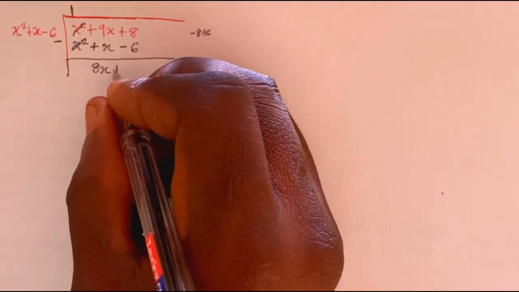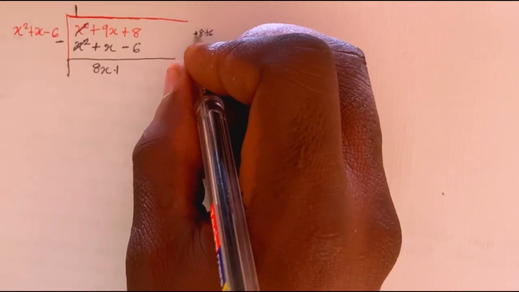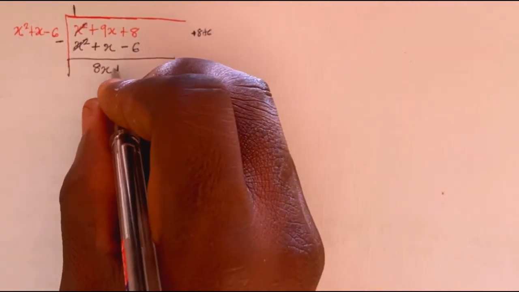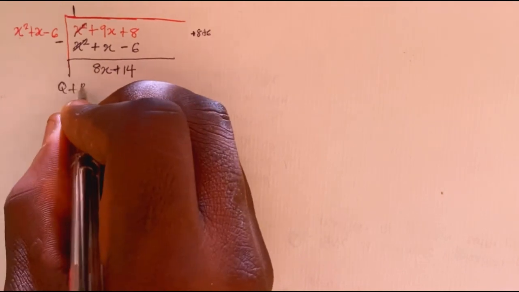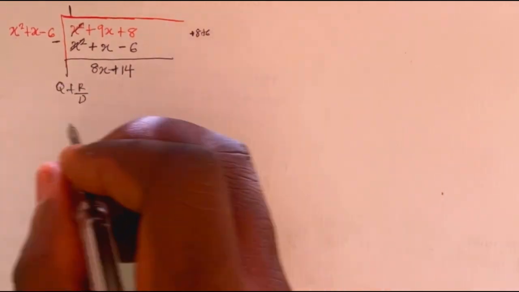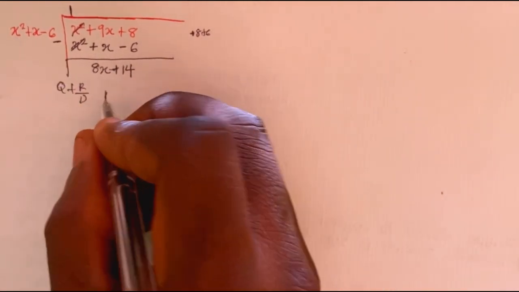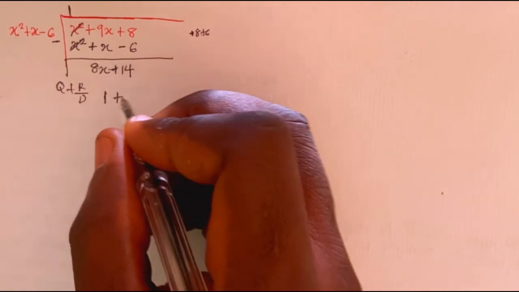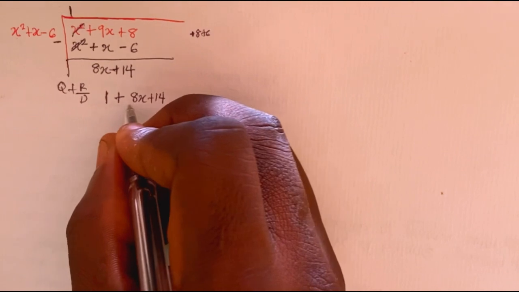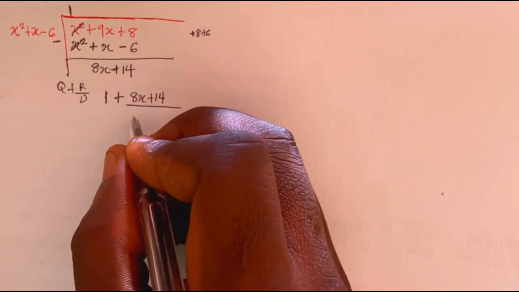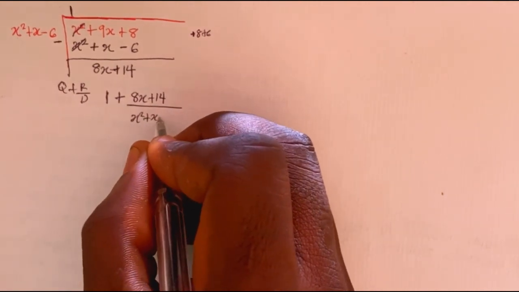That's plus 8 plus 6, plus 6 actually. That's 14. So here I'll use q plus r over d, right? So here, q is what? That's 1 plus r. My r is actually my remainder, which is 8x plus 14, right? Divided by my divisor, which is x squared plus x minus 6.